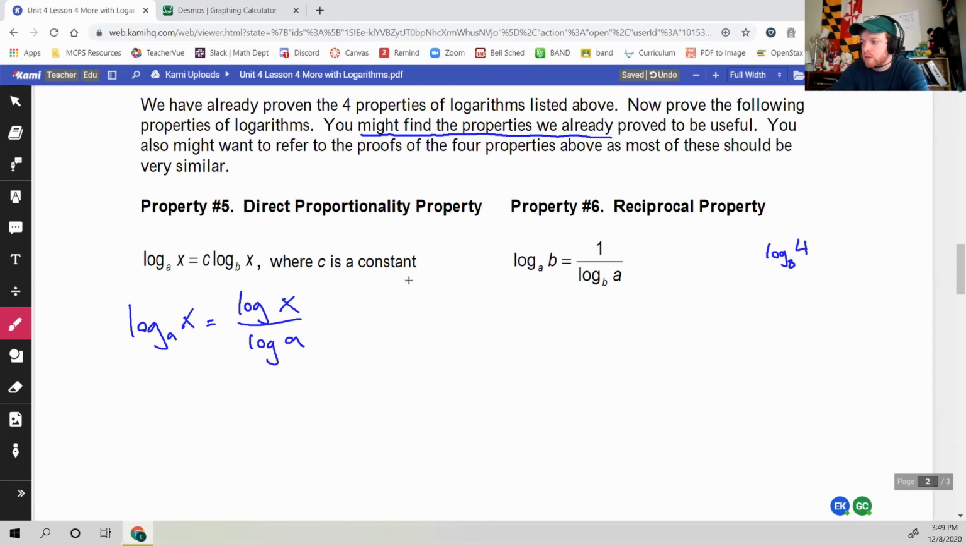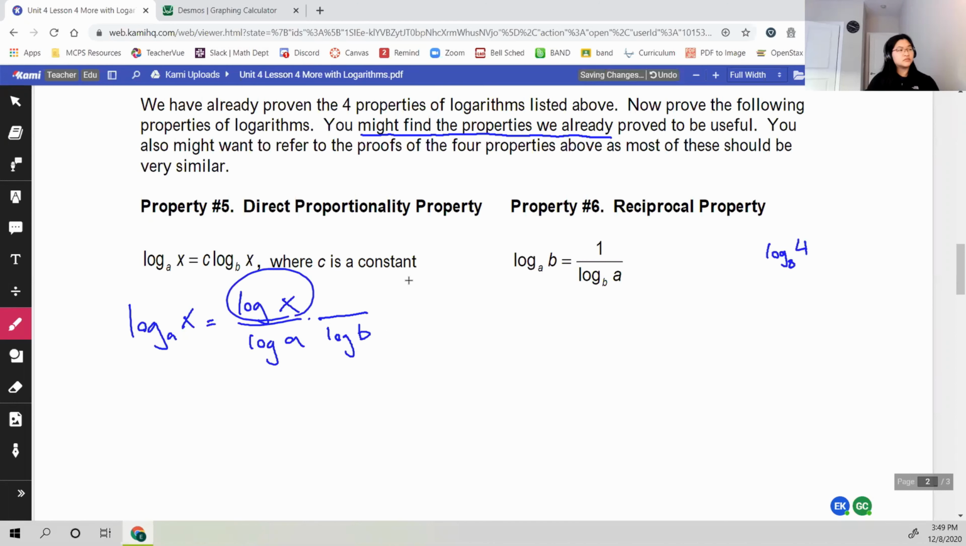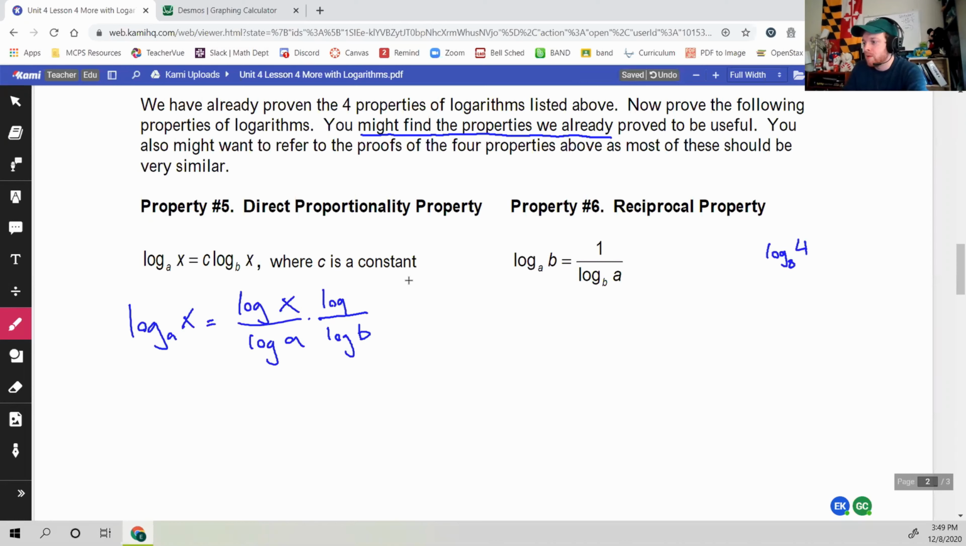What do I need in order to get that base b? We need to divide by log of b. If I divide by log of b, then I have my log of x and my log of b, and those will combine into the log base b of x. That's the change of base in reverse. But I have to compensate that log of b with a log of b in the numerator.